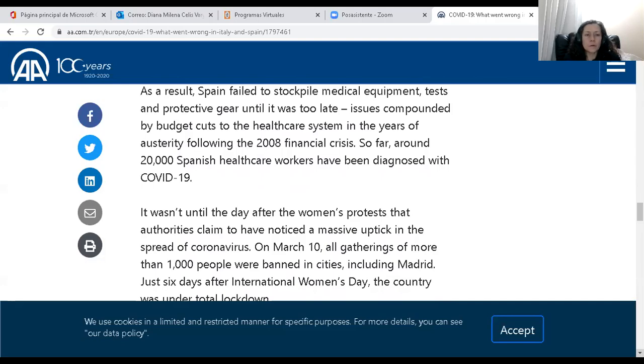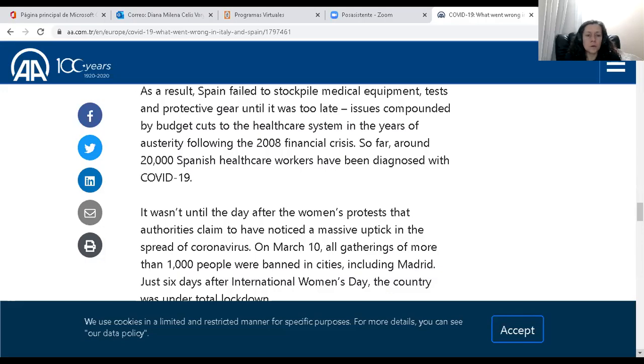As a result, Spain failed to stockpile medical equipment, tests, and protective gear until it was too late. Issues were compounded by budget cuts to the healthcare system in the years of austerity following the 2008 financial crisis. So far, around 20,000 Spanish healthcare workers have been diagnosed with COVID-19.